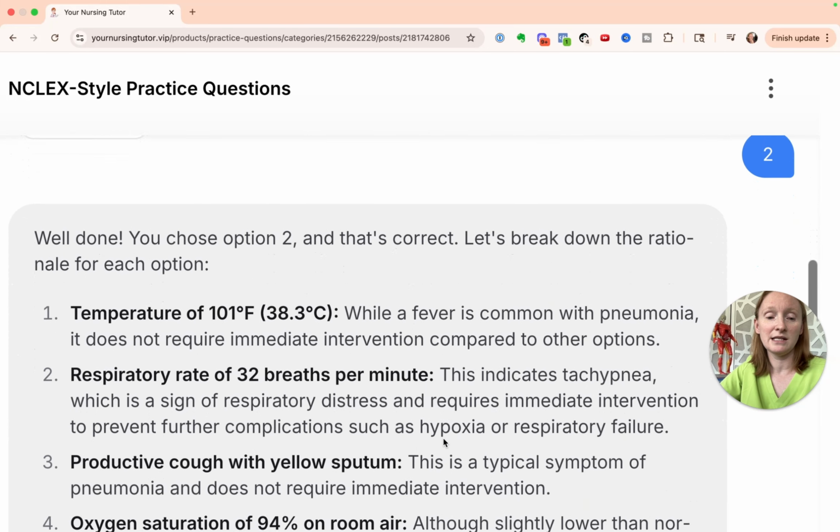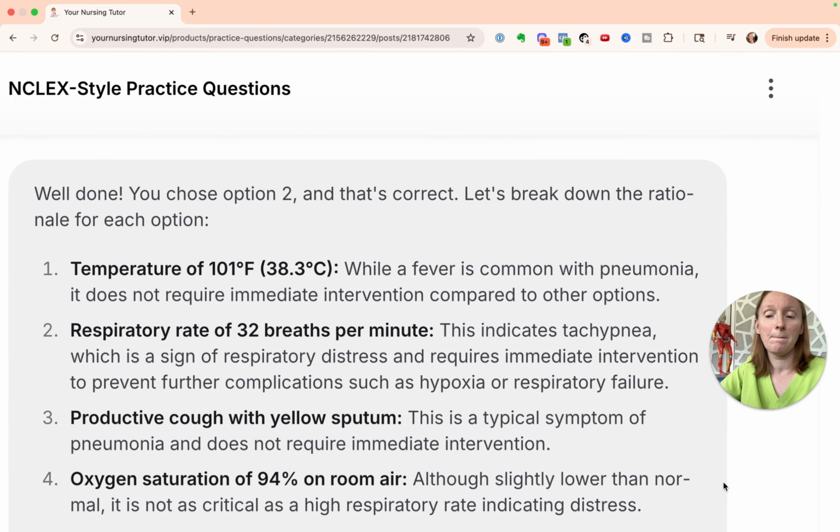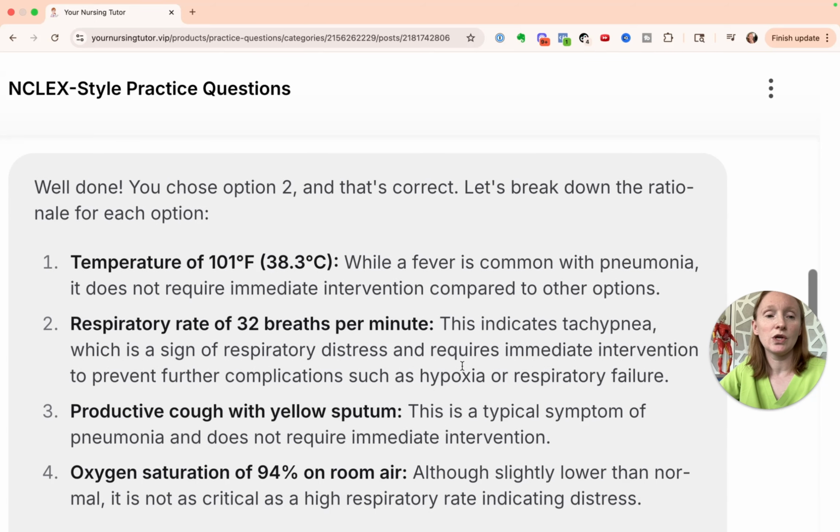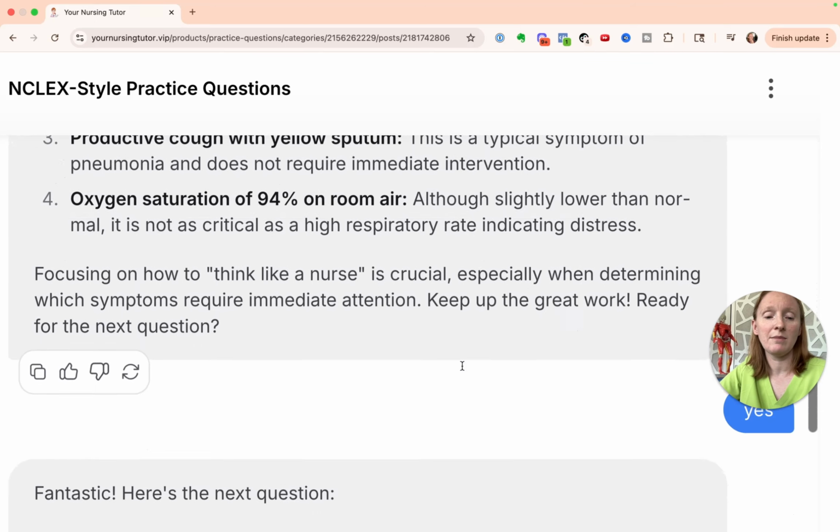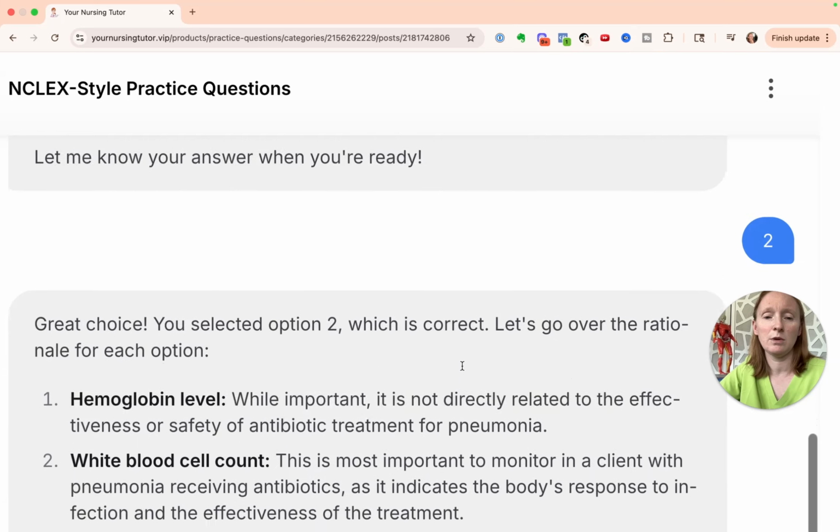Now, my chatbot does give rationales for everything, because when you study the way I teach, you should be able to generate a rationale of your own that you understand for every answer choice. And that's what we did. Fever is common, and does not require immediate intervention compared to the other options. But we might give them some ibuprofen later or something, an antipyretic. So I'm going to skip forward, because the second one was a little bit on the easy side.